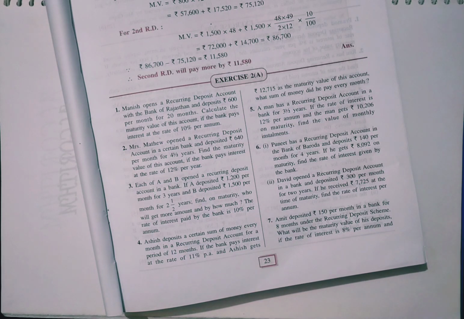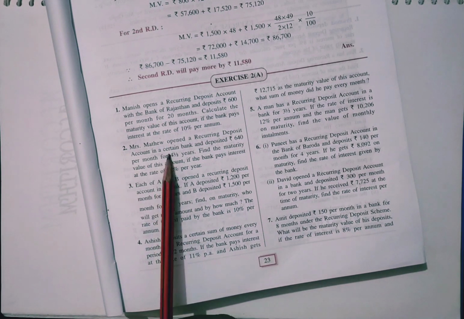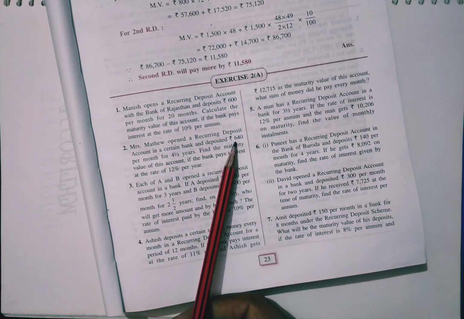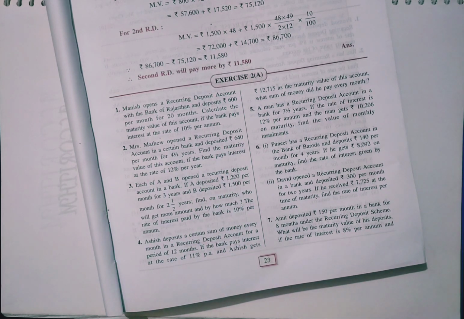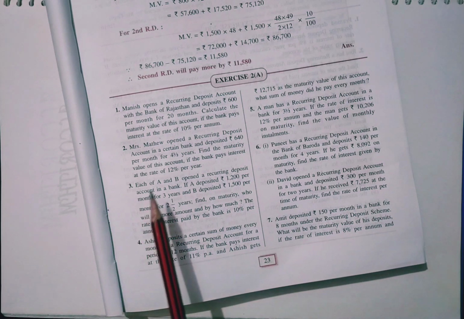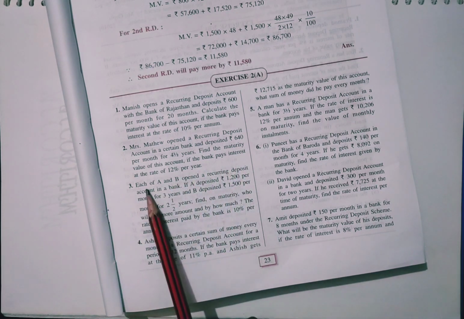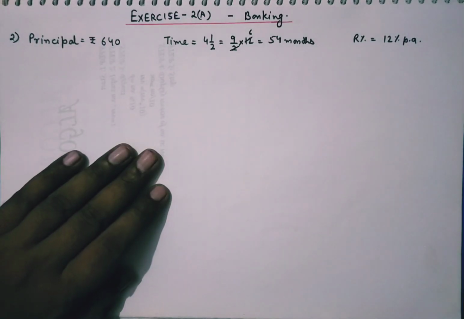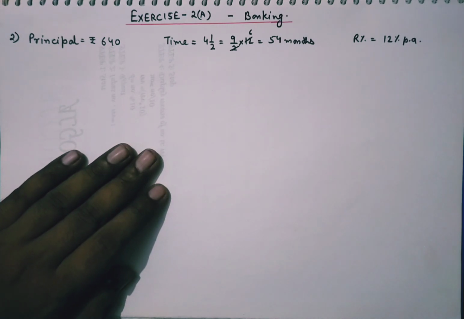Here we have question number 2. Mrs. Matthew opened a recurring deposit account in a certain bank and deposits rupees 640 per month for 4.5 years. We have to find the maturity value of this account if the bank pays interest at the rate of 12% per year. Here we got the principal as rupees 640. Time was 4.5 years, so we have converted it into months, that is 54 months, and the rate is 12% per annum.